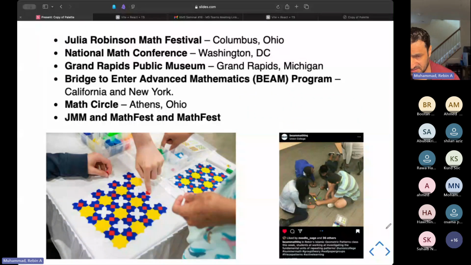Starting from 2016, I started doing a lot of math outreach. I participated in a lot of math conferences in the US. Some of them are regional, like the Julia Robinson Math Festival, one of the famous math festivals with 20 stations where kids come with their parents. Another one is the National Math Festival in Washington, DC, which happens every 3 years. The organizer invited me to do it. Surprisingly, not surprisingly, the Islamic geometric pattern activity, as you see in this picture, got a lot of attention because it's beautiful, it's art, and it's math, and people really like it.